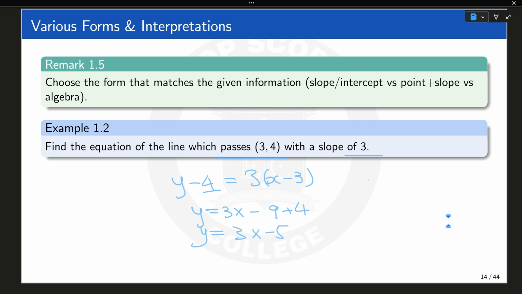Now, note that this form can be visualized as the line 3x translated to pass through the point (3, 4), as follows.